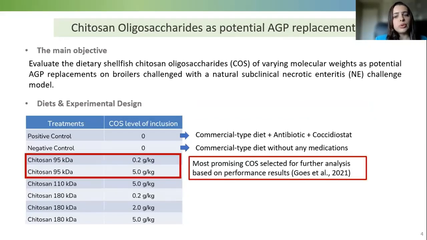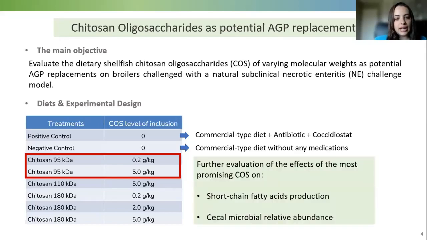From this experiment, we took these 2 specific treatments: COS 95 kDa included at 0.2 and 5 grams per kilo of the diet, for further investigation. We selected these 2 specifically because they were able to partially restore the performance reduced after our challenge model. I presented these performance results at the meeting last year, so I won't go into those details, but this was the reason why we selected them for further evaluation of their effects on short-chain fatty acid production and fecal microbial relative abundance.